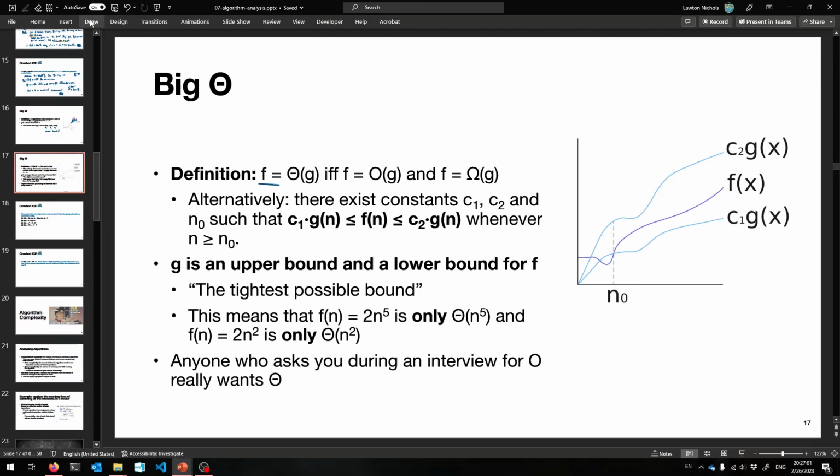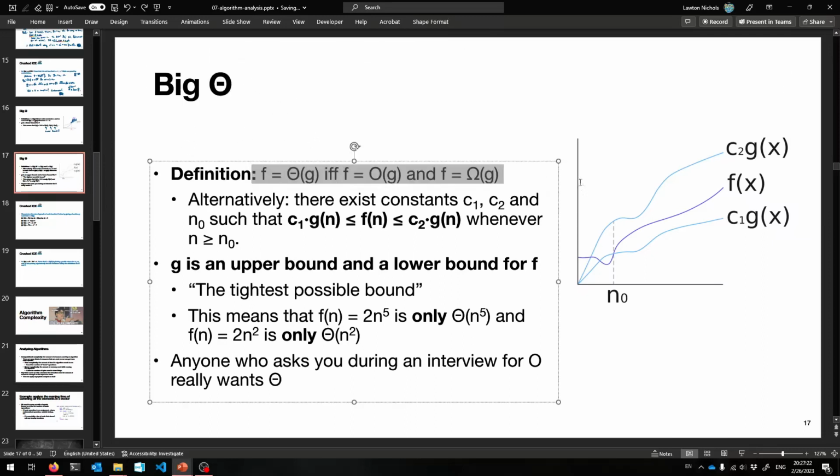We say that f is big theta of g if and only if f is big O of g, and also f is big omega of g. So that means g is an upper bound and a lower bound at the same time, okay? And this is the most useful of the three. Big theta is what we really care about in computer science.